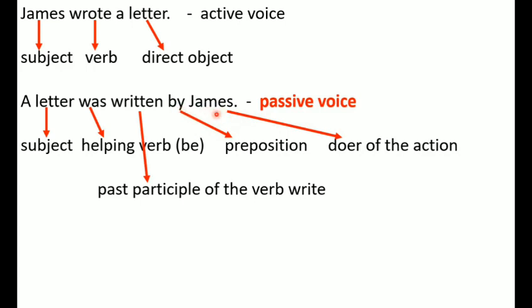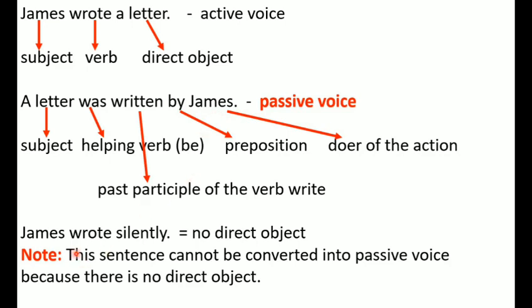Okay. Now, how about this one? James wrote silently. James wrote what? There is no answer, so there is no direct object. Kasi walang sagot sa question of what. Now note, this sentence cannot be converted, just like what I've said. You cannot convert this into passive voice. Kasi there is no direct object.